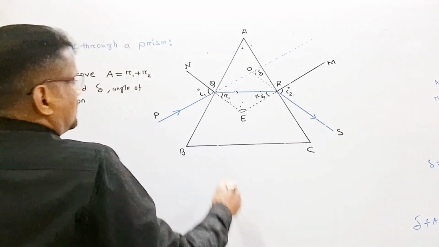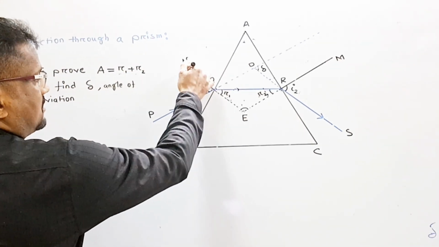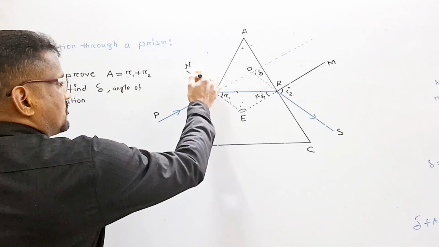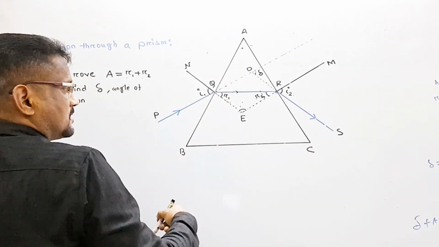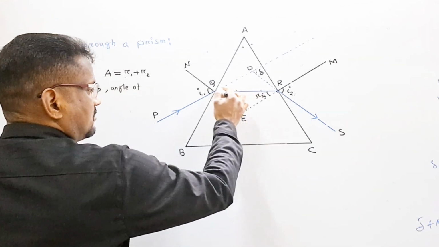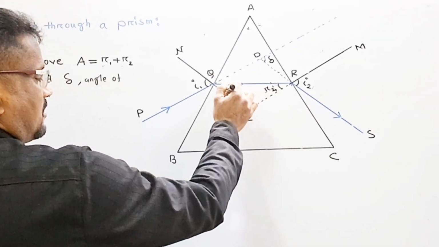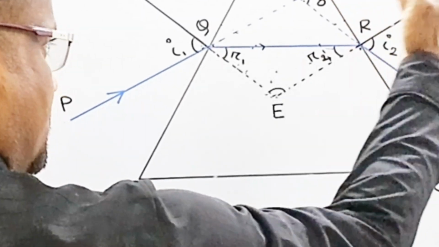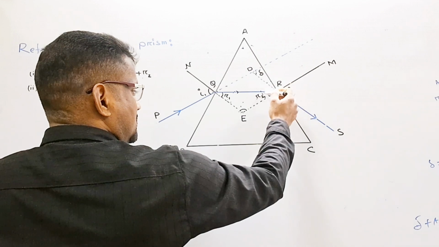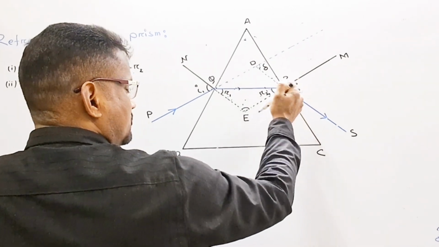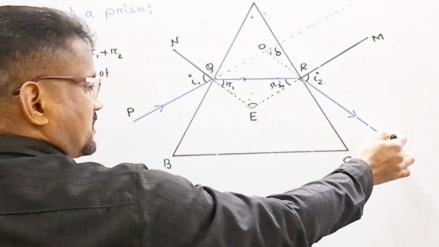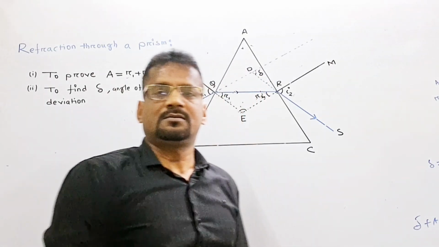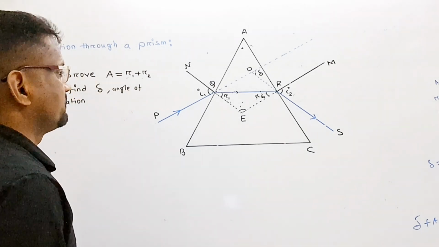Next, let us draw a perpendicular to this surface, NQ, and it has been produced along this way. As it is normal to the surface, this is the angle of incidence. This is refracted through the prism material. Then this is your angle of refraction. Again, MR is the normal to the other face. Then this is your angle of incidence R2. Finally, the ray emerges out along RS. So I2 is the angle of emergence. So this you can easily make ready.